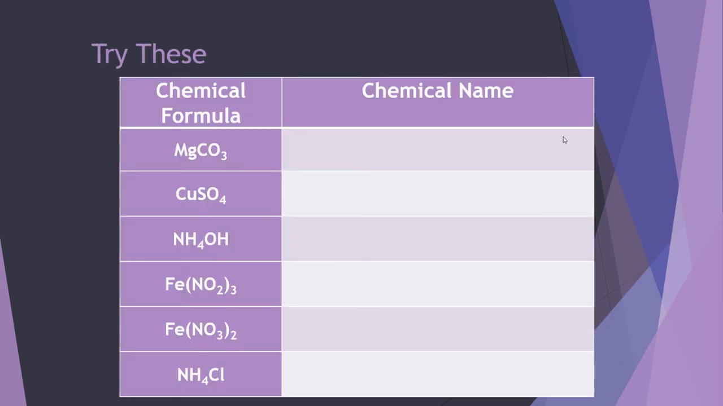Okay, so let's try a few more. So this one, MgCO3. Mg doesn't have multiple charges, so this is going to be magnesium something. CO3, if we take a look at it, is carbonate. So that is going to be magnesium carbonate.